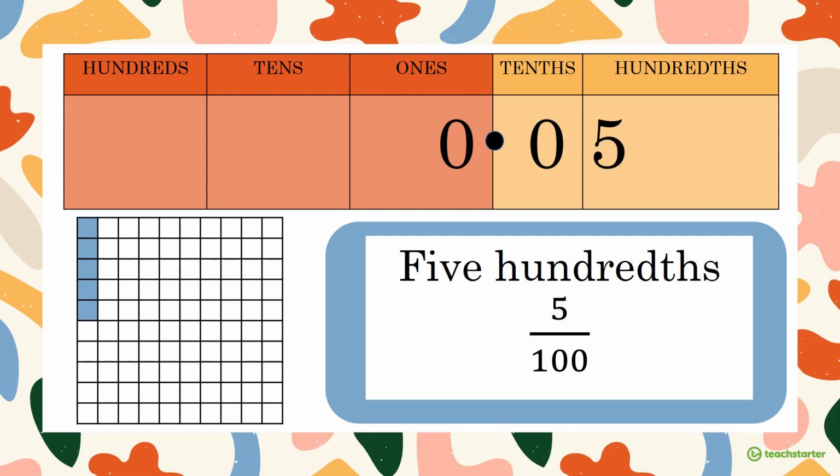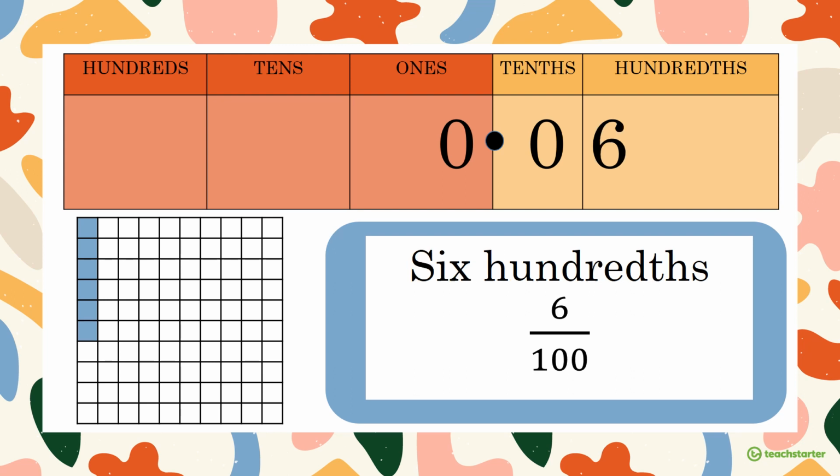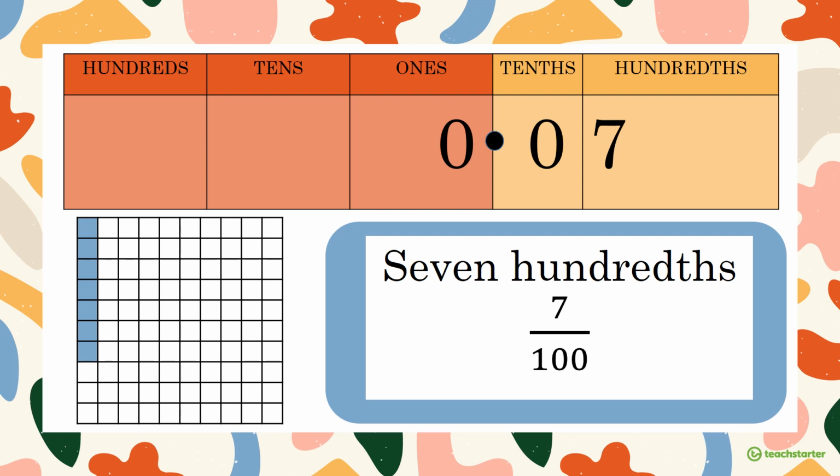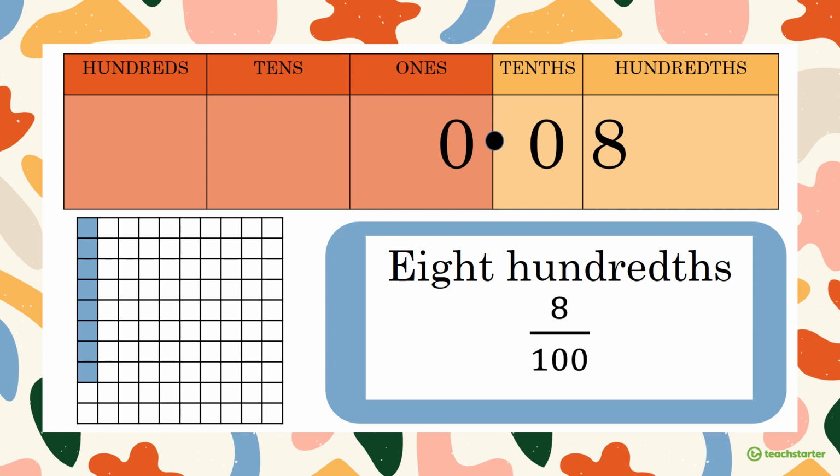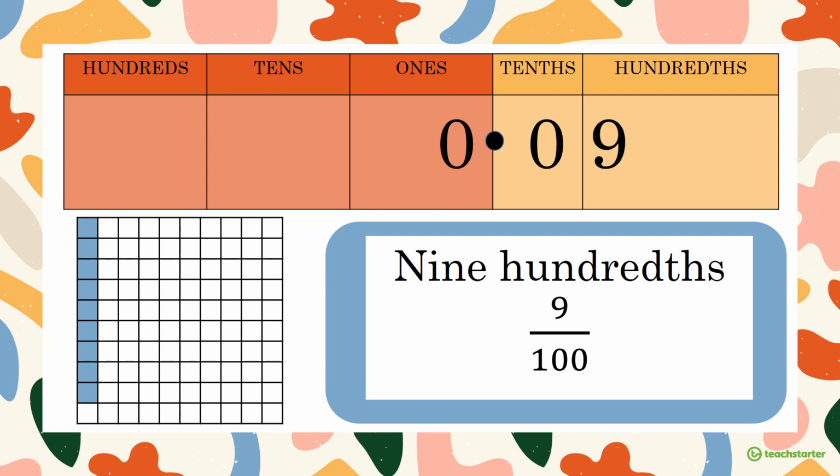5/100ths, 5 out of 100 are shaded on the board. 6/100ths. And as you can see, we're starting to get more and more boxes shaded as we go along. 7/100ths. We have written that as 7 over 100, and there are now 7 boxes shaded out of 100 on the hundreds board. 8/100ths. 9/100ths.